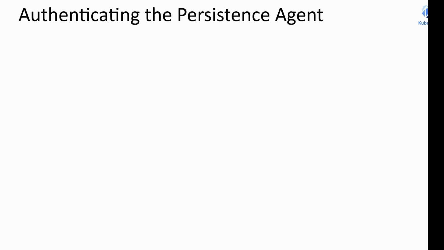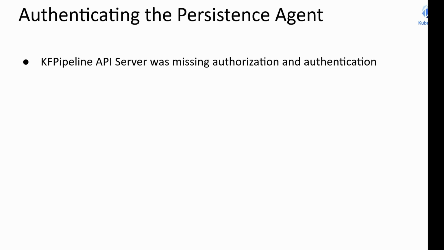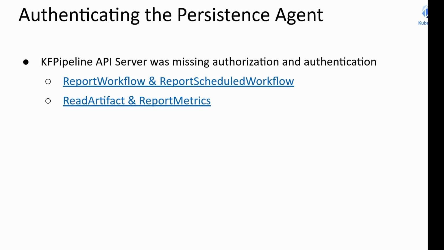And now let's talk a bit about the Kubeflow Pipelines backend. In 1.7, there were 4 endpoints that were missing authorization and authentication logic. These endpoints are for reporting workflow results, reading artifacts, and reporting metrics. So the problem was that any user was able to access these endpoints.